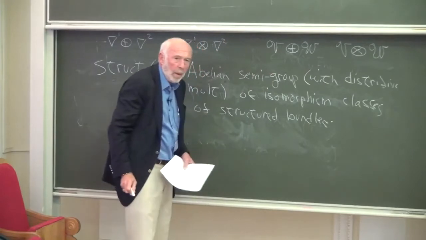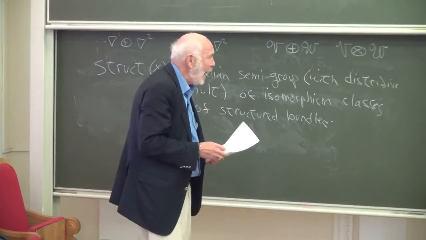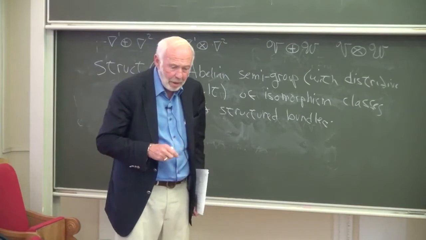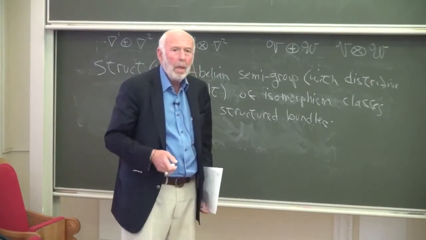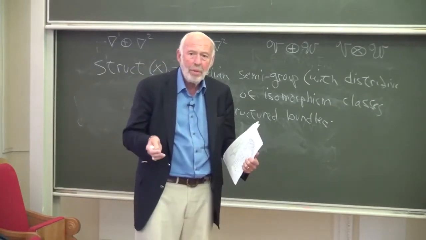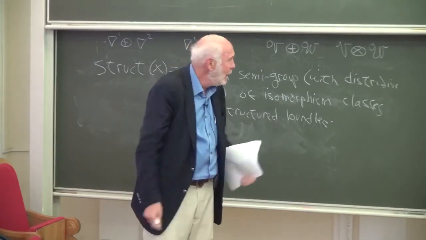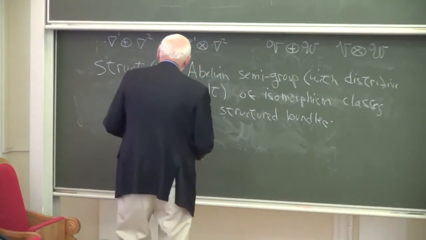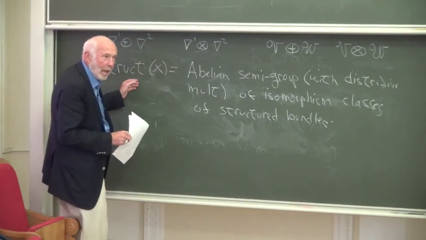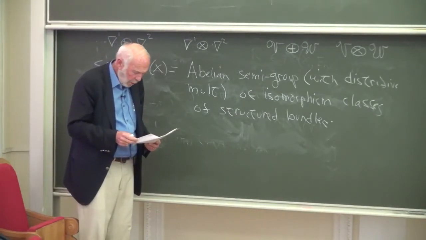Jim's copying, right? Vect X. Yep, remember that? So, Vect X is the isomorphism classes of vector bundles, forgetting about connection. And then you apply the Grothendieck construction and you get K of X. You apply that to Vect. And here, obviously, we're going to apply the Grothendieck construction to Struct. But it's a little more work.